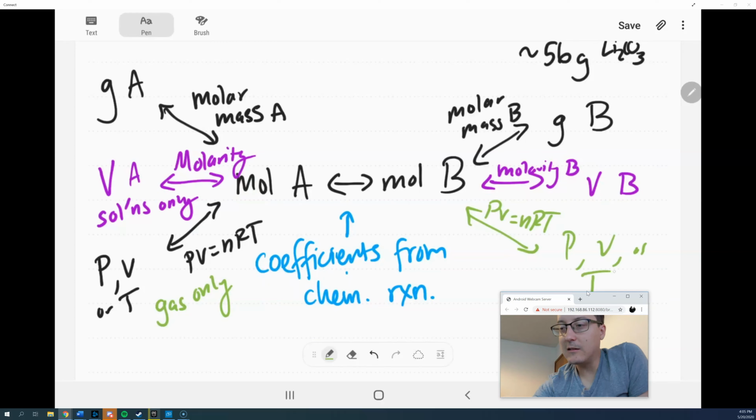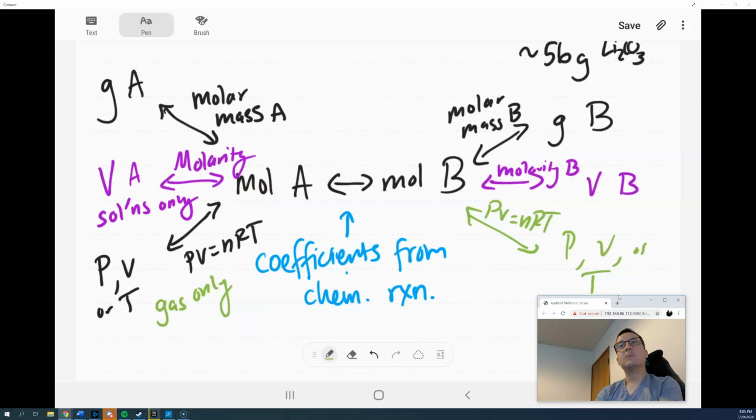How exciting. I know this looks totally crazy, and it kind of is totally crazy, but this is a big chart of everything we've learned in this semester, right? Pretty much. So we're using molar masses if we have grams. We're using molarity if we have a solution. Or we're going to use the ideal gas law if we have a gas and we have other properties.